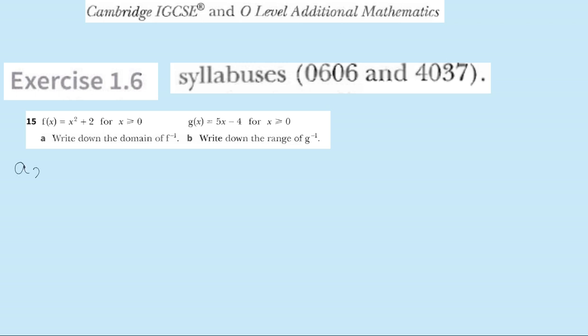Part A. Student, recall what I told you when I was giving you the definition of range and domain of an inverse function: the domain of f inverse is the range of f, and the range of f inverse is the domain of f. Now see the function.